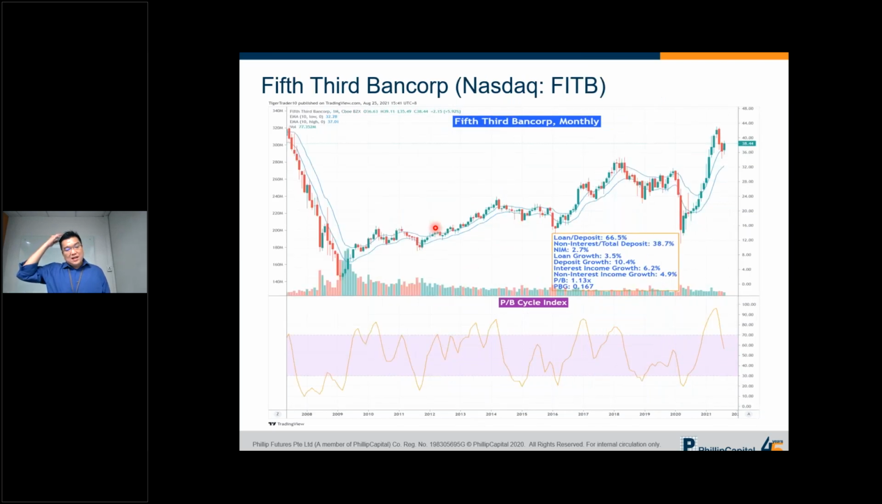For the US, I like Fifth Third Bancorp. It has very good growth, and the loan, net interest income and non-interest income growth is also very good. The price to book is relatively low, so the PBG is also pretty attractive.